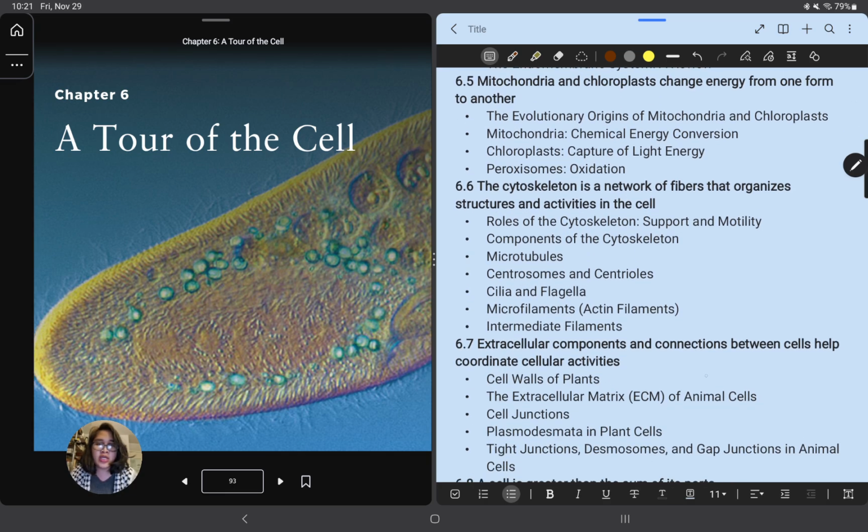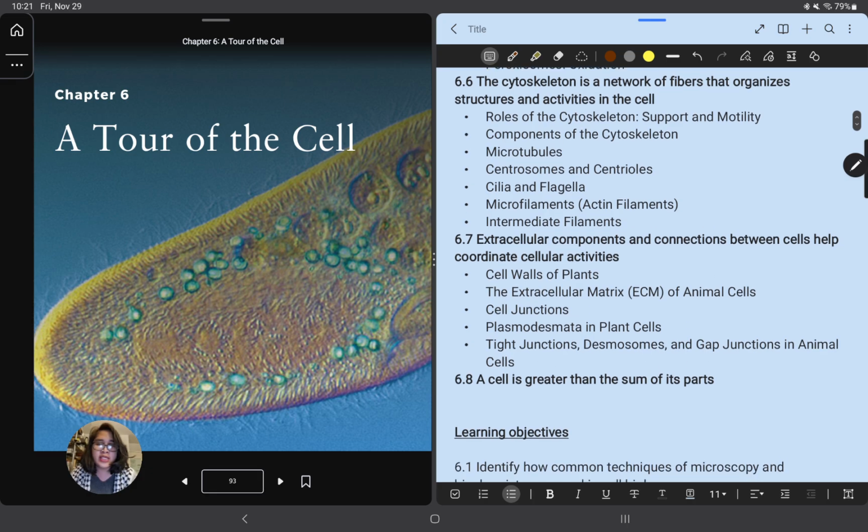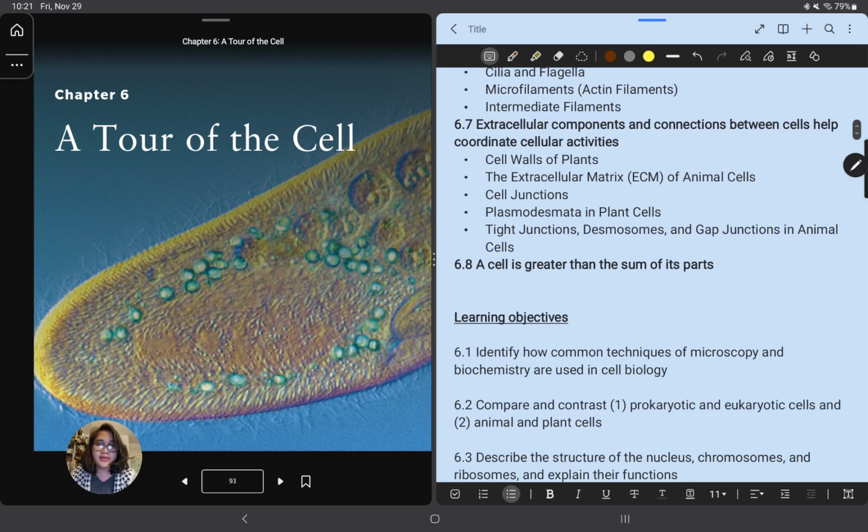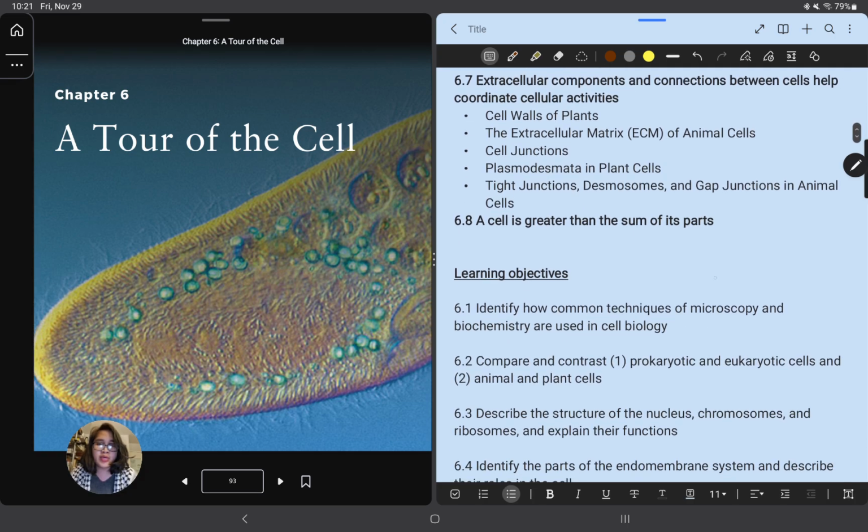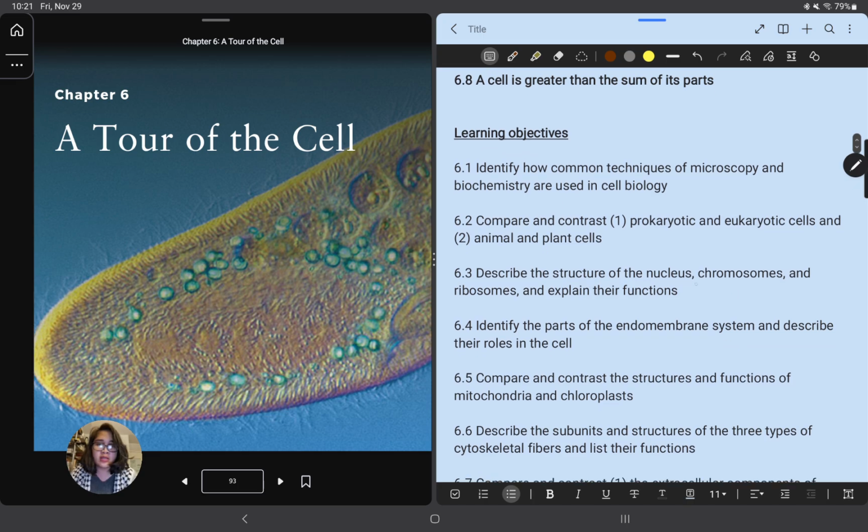6.5, mitochondria and chloroplasts change energy from one form to another. 6.6, the cytoskeleton is a network of fibers that organizes structures and activities in the cell. 6.7, extracellular components and connections between cells help coordinate cellular activities. And 6.8, a cell is greater than the sum of its parts.